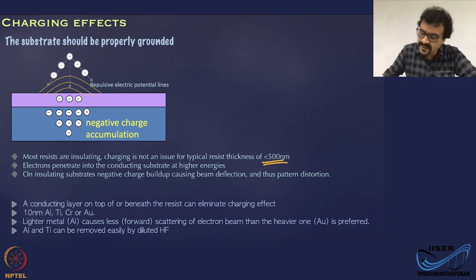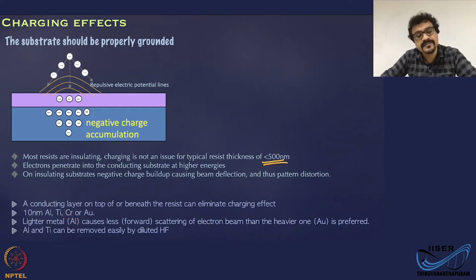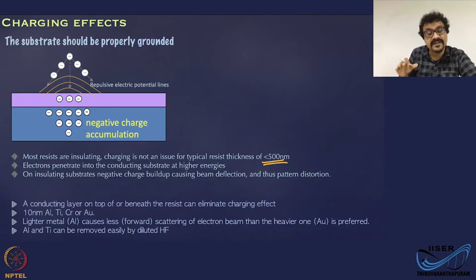Okay, so usually lighter metals are preferred because heavier elements can actually interfere with the beam and cause more backscattering. The forward scattering will not be much affected if you have a lighter metal. That is the reason aluminum or titanium or chromium is preferred. Except gold, these, titanium, aluminum, or chromium, can easily be removed using dilute hydrofluoric acid after the processing without affecting the resist.